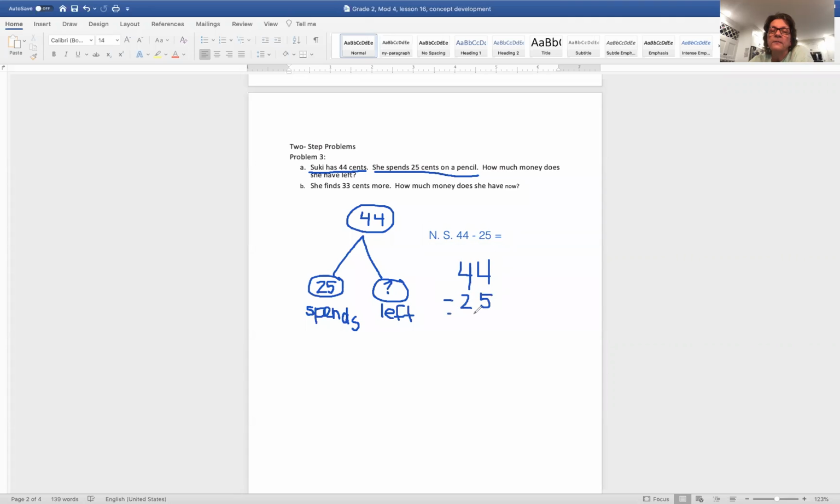Okay, always start with the ones. And I say to myself, can I take 5 ones from 4 ones? And I know I can't, because 5 is the bigger number. So the only way to get more ones is to come over to my tens, unbundle a 10, which would leave me with 3 tens. But it gives me 10 more ones. Now instead of 4 ones, I have 14 ones. I can take my 14 ones and subtract 5. Let you do that math for a minute.